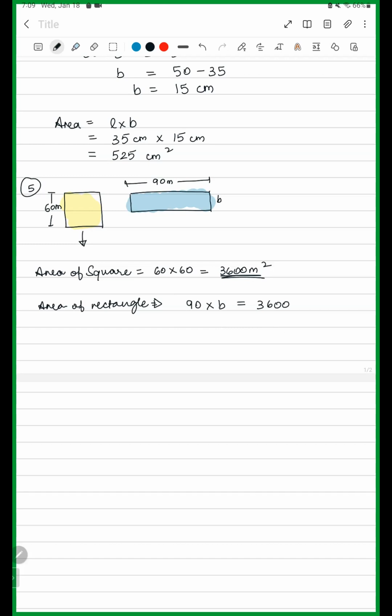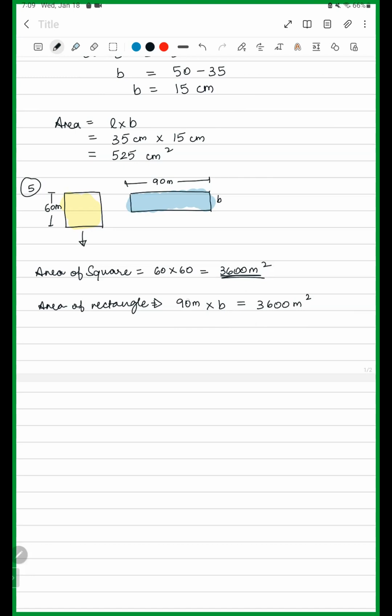See. Length is 90 meters, right? Just a sec. We didn't find the area. I mean, we found the area of the square. We need to find B. We need to find the breadth. Okay. So now look here.